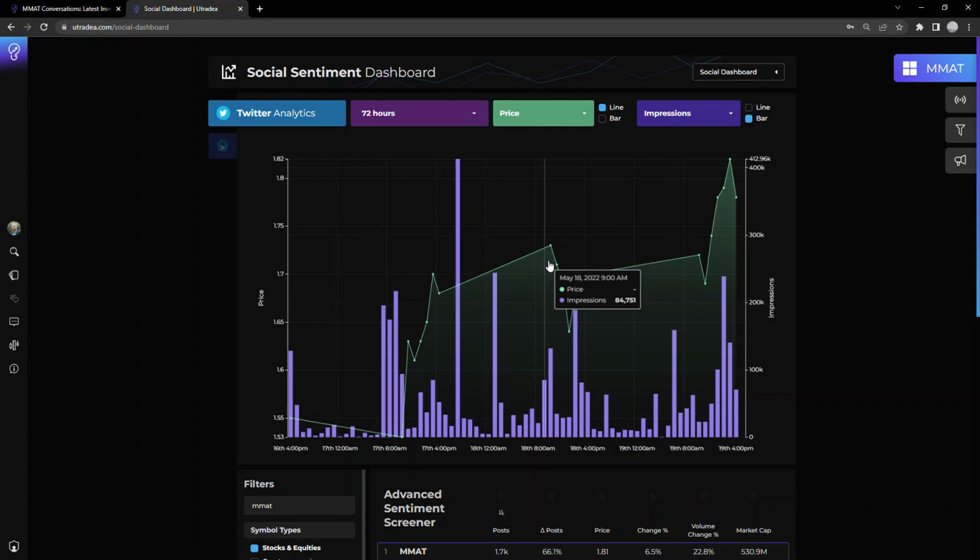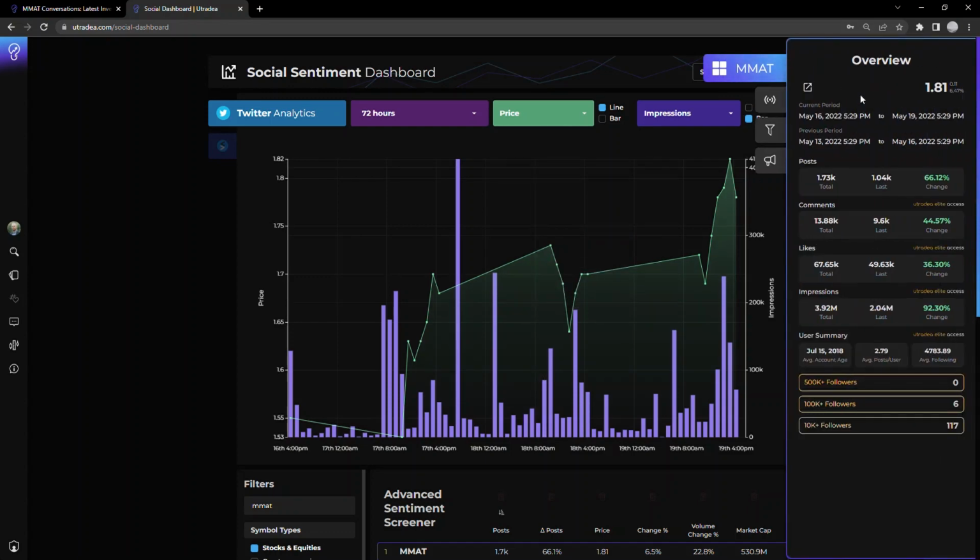And the idea behind this is the more people that see a tweet with the hashtag MMAT, the more people are aware about it. You build a bunch of social momentum, and typically we see an increase in trading volume, and the stock price correlates with it as well. So in the last 72 hours, this gives you a bit of an overview of what's been going on with MMAT. We've seen posts, so tweets, comments, likes, and impressions all up for this 72-hour period versus the last 72 hours. This is typically a sign of an obviously positive trend, unless the sentiment around MMAT is negative, but we'll look at that in a second.